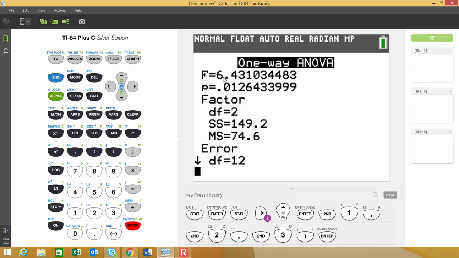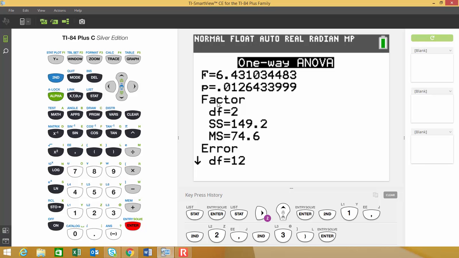The first thing that it gives us is our test statistic, our F value for this, which is 6.431. Right below that is our P value, and our p-value is 0.0126. Just recall that the smaller the p-value, the greater the evidence, or the more evidence we have, against our null hypothesis. And then right below this, it says factors.